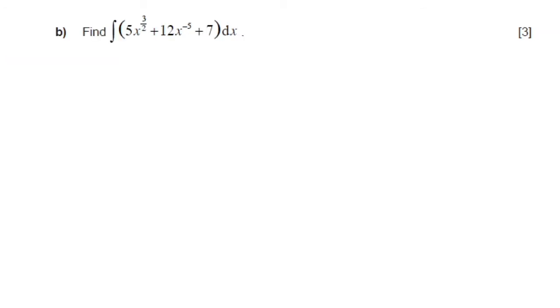0.421875. Integration. This is asking us to find integration of 5x to the power of 3 over 2 plus 12x to the power of minus 5 plus 7.